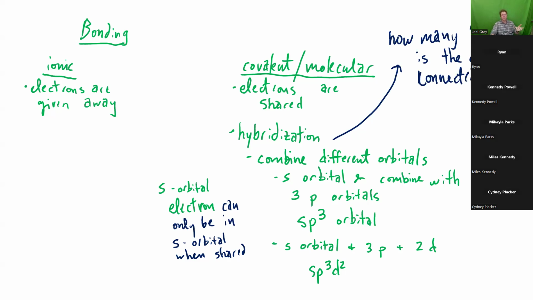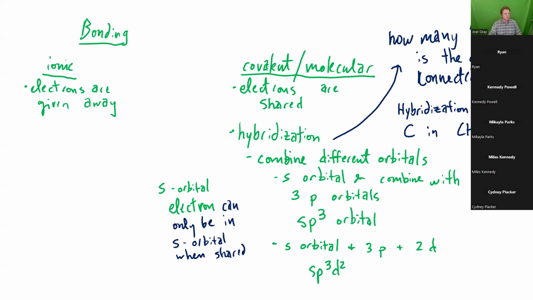Okay, so when you ask that question, how many things is the central atom connected to? We can look at a molecule and say, here would be the example test question. What is the hybridization of C in CH4? Okay. So what's the hybridization of that carbon in this molecule of CH4?